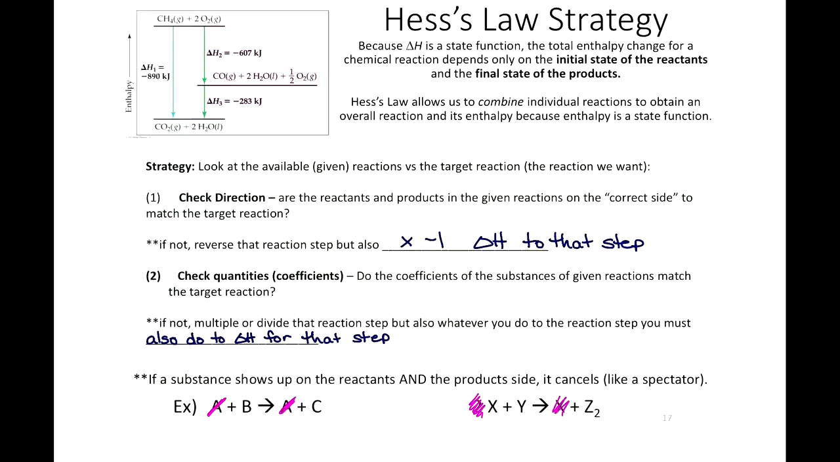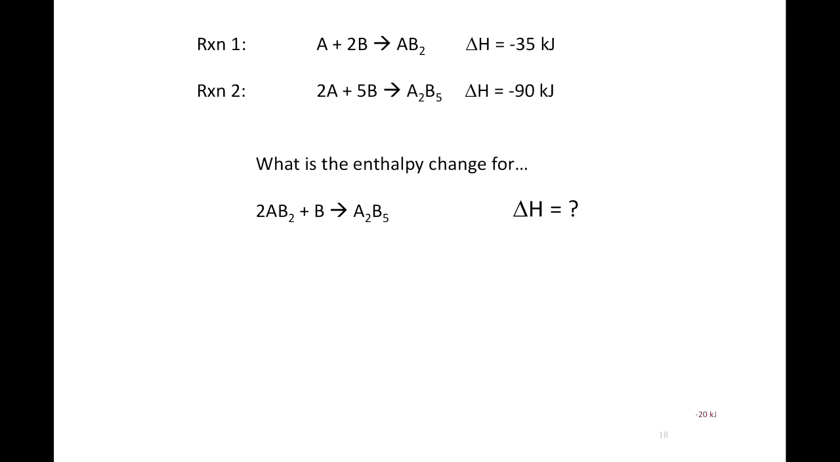Okay, so I think it's better if we just do an example. Okay, I have two reactions. Those are our puzzle pieces. And what's the enthalpy change for this reaction? I like to call this my target reaction. This is my target. Okay. So I need to figure out how do I add up these two reactions to get this target reaction. So this is my strategy. Focus on one substance at a time.